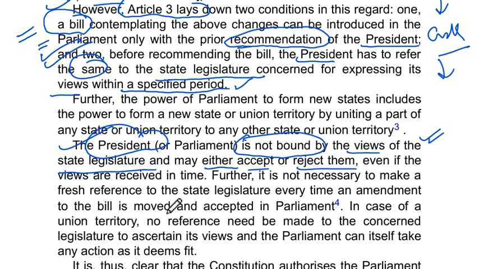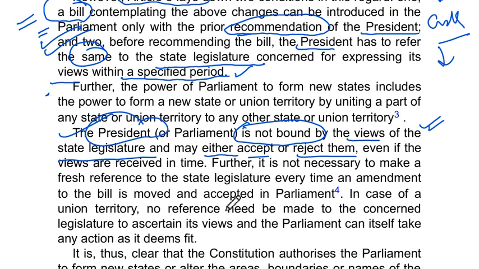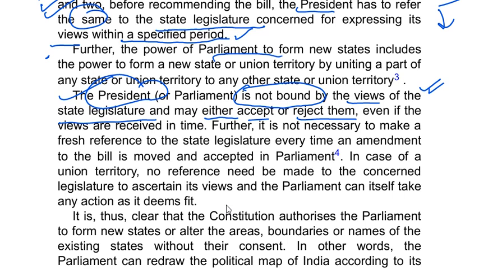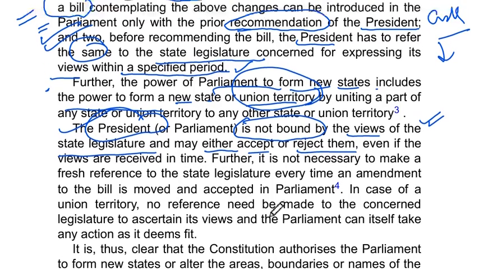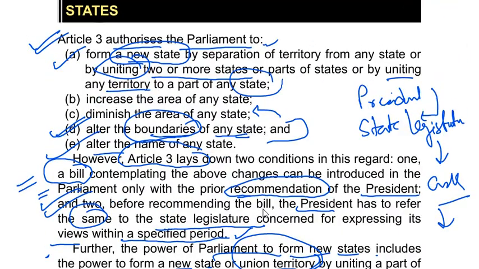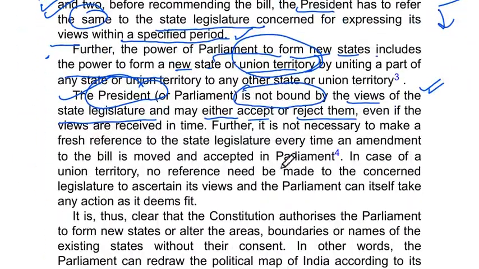Okay. Another thing is that the power of the Parliament to form new states includes the power to form a new state or union territory as well. So, whatever is written in Article 3 with respect to any state, like diminishing the area of any state, is equally applicable to bring changes in the union territory as well. So, এখান থেকে কিন্তু একবার UPSC তে questions এসেছিল.